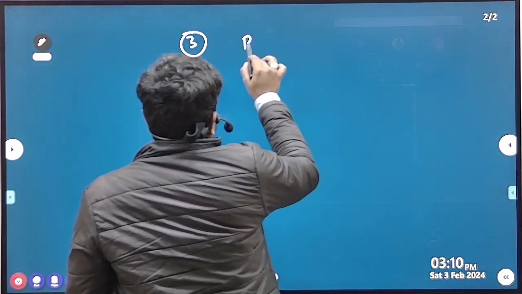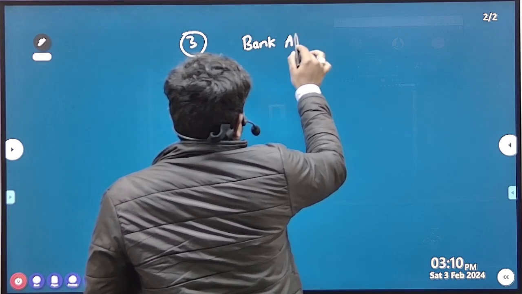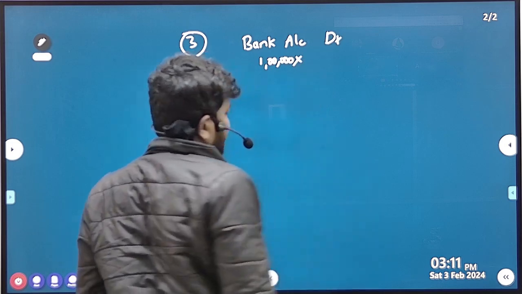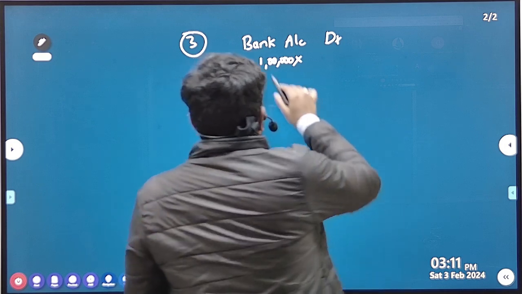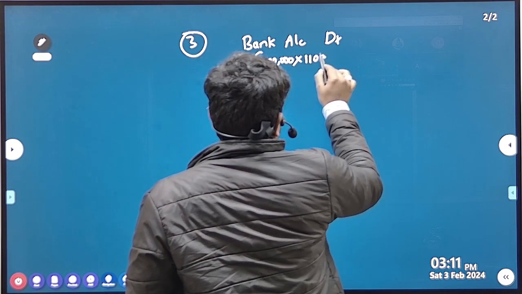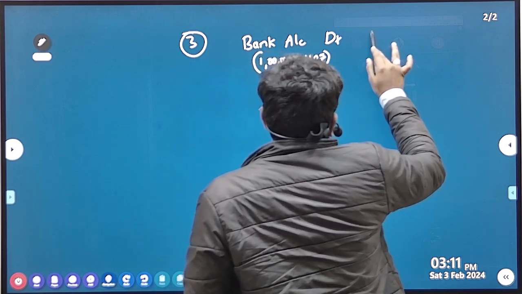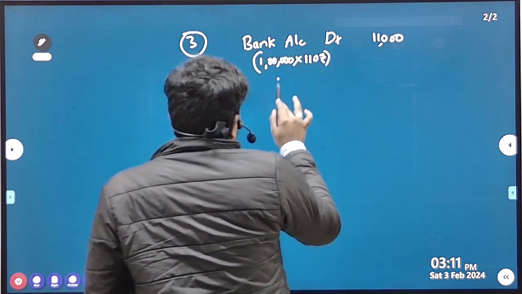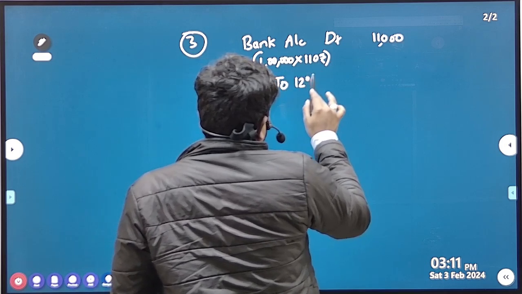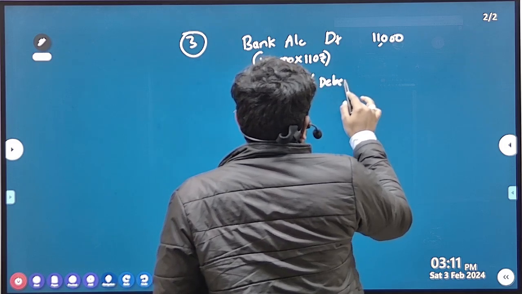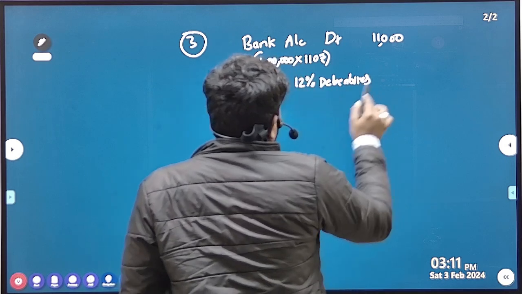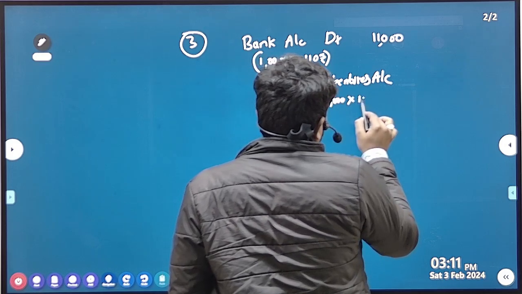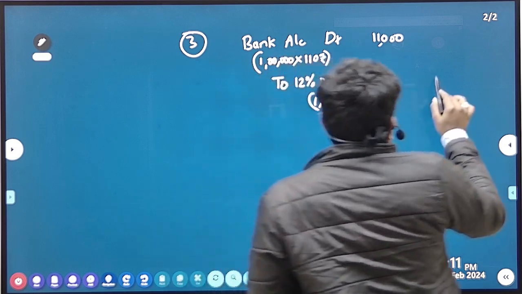Issued at par. Bank account debit. 1 lakh debentures into how much premium? 110 rupees. How much? 1 crore 10 lakhs, so in thousands how much is it? 11,000. To 12% debentures account, 1 lakh into 100 rupees, 10,000.